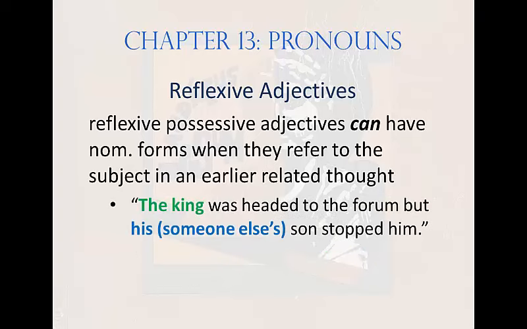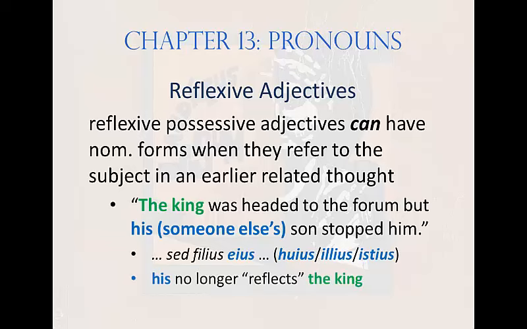Now, if it were someone else's son who stopped the king, that seems unlikely, but let's go with it, the his is no longer reflexive. In that case, Latin would use eius for his, filius eius, or huius, illius, istius, if you were pointing at him in a condescending manner, which would almost certainly be the king's perspective, because the his no longer reflects the king.